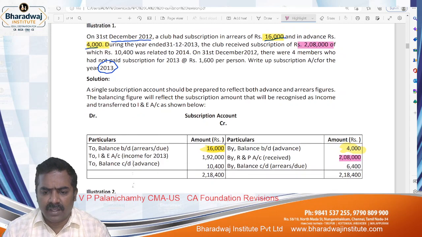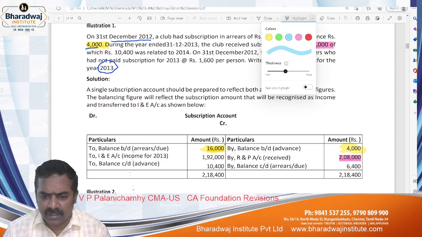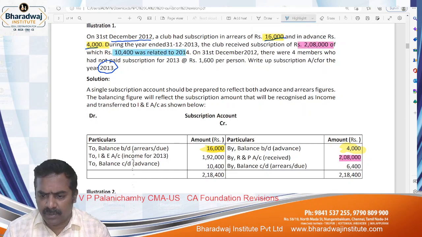Then 10,400 belongs to which year? Next year. That is nothing but advance received. 4 members have not paid subscription, 1,600 per person. That is nothing but arrears. When you tally, as a balancing figure you will get the income. This 1,92,000 is the income for the year.